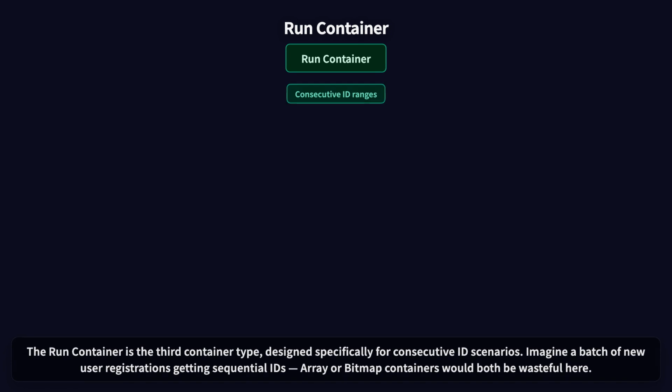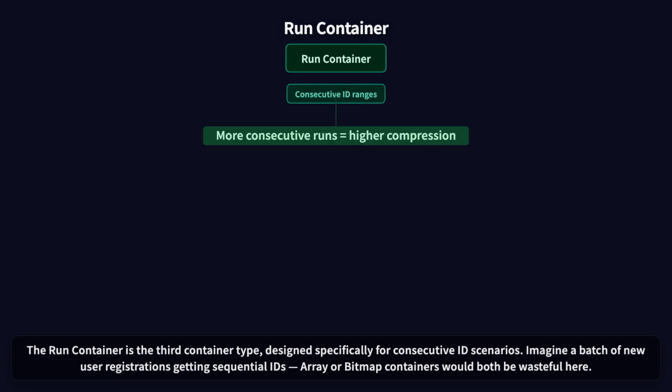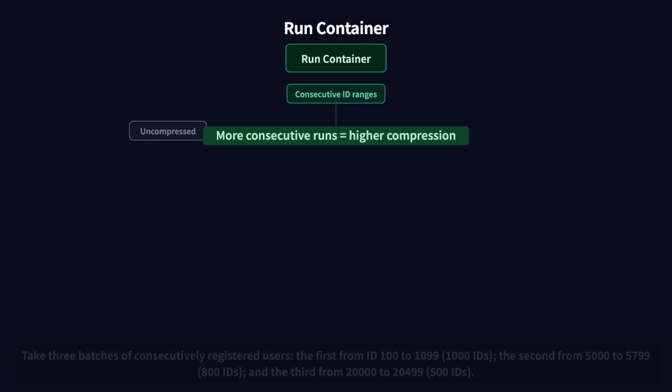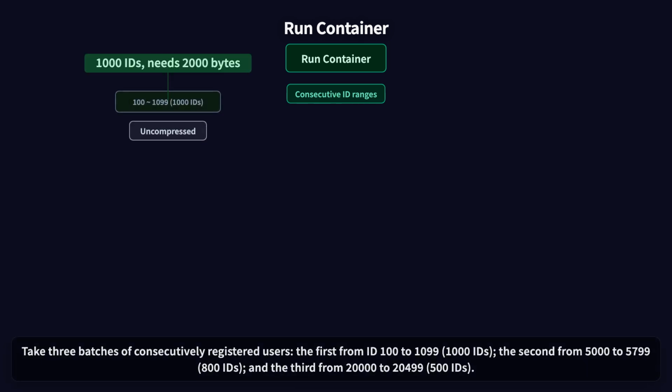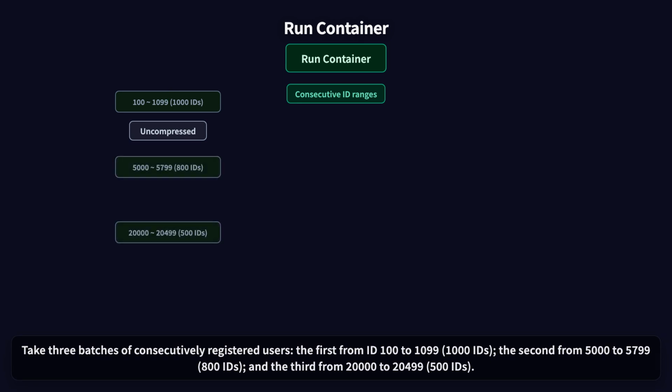The run container is the third container type, designed specifically for consecutive ID scenarios. Imagine a batch of new user registrations getting sequential IDs. Array or bitmap containers would both be wasteful here. Take 3 batches of consecutively registered users. The first from ID 100 to 1099, 1000 IDs.